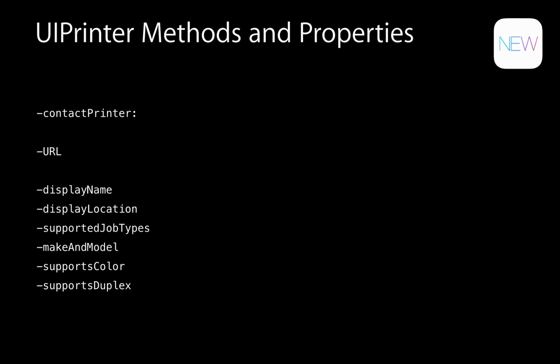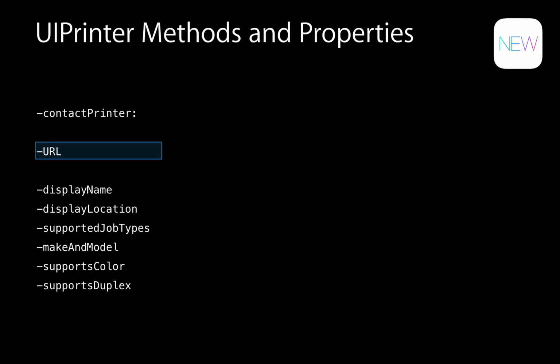UIPrinter, the new class in iOS 8. First, it has a contactPrinter method. So this is used if you're instantiating it, you want to make sure that this printer is there, and to fill out the rest of the properties for the printer, you have to contact it. You'll pass in a block that's a result block that'll tell you whether the printer is available or not. It might not be on anymore, so it'll return no in that case.